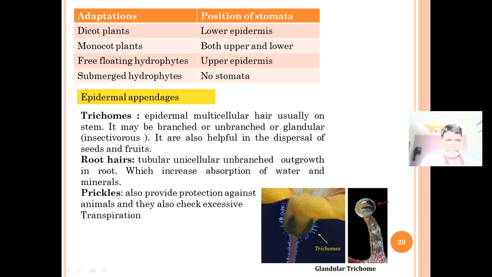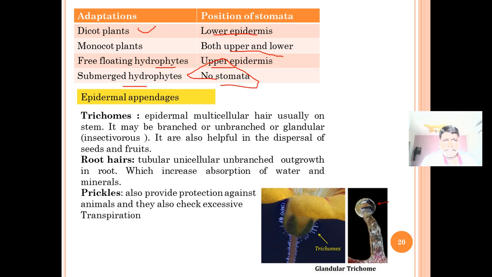Then adaptation, based on the position of stomata, where the stomata are present more and less. In a dicot plant, the stomata are mostly found in the lower epidermis. In a monocot plant, you may find stomata in both regions. In floating hydrophytes, stomata are found only in the upper epidermis. In submerged hydrophytes, there are no stomata at all.